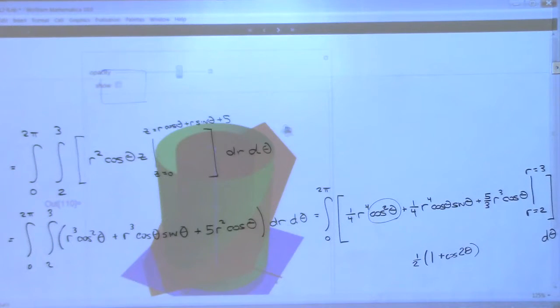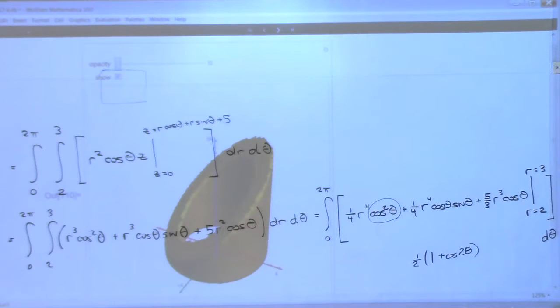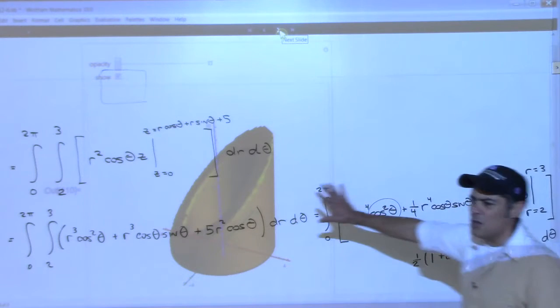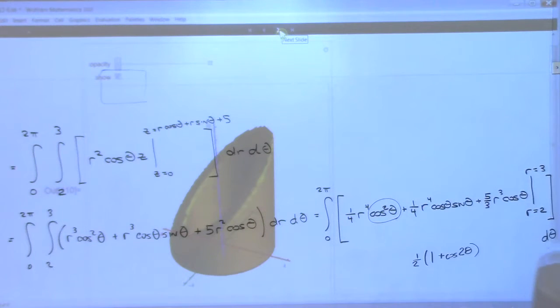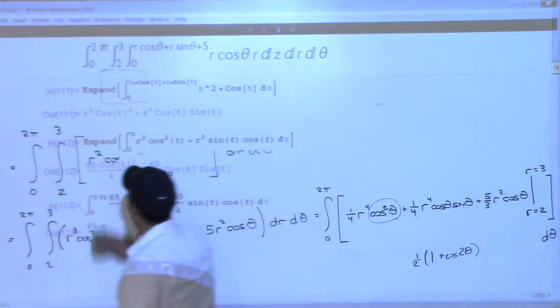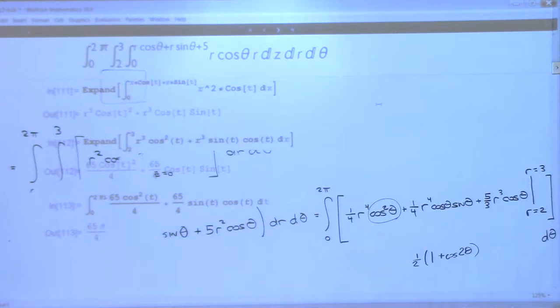Oh, well, I never showed you the region. There it is. There's everything. And if I put the solid there and take everything out, there's the region that we are integrating over. Remember, we didn't find the volume of that. That's not what we did. That was just our region of integration. It all comes out at the end of the day to be 65 pi over 4. All right?